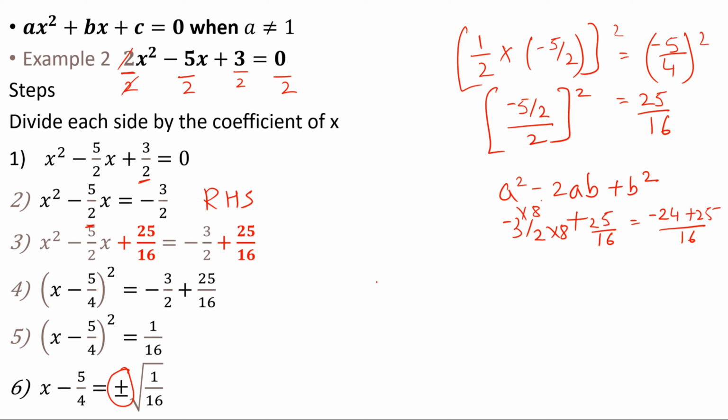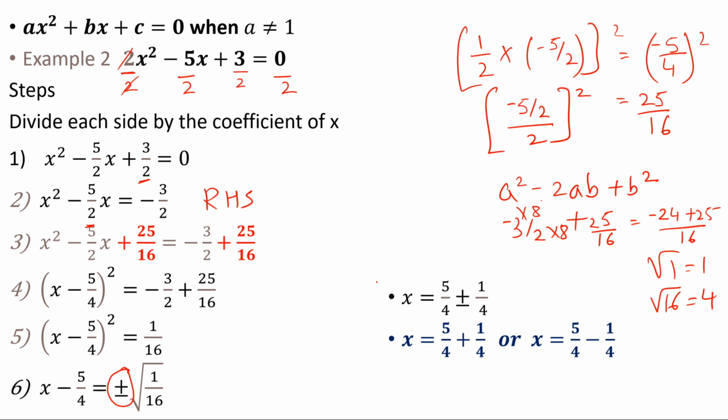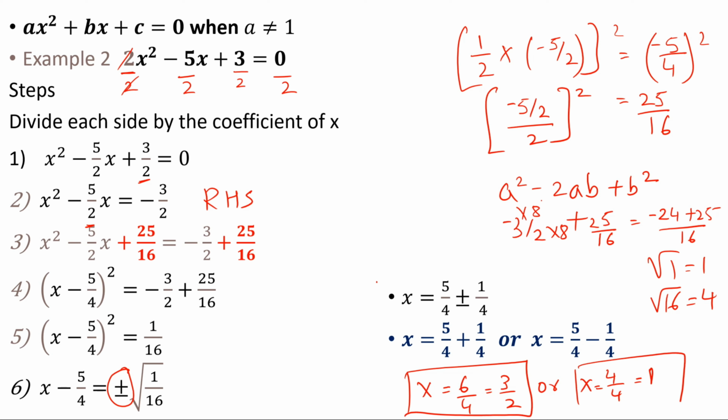First we have to take minus 5 by 4 to the other side. So this will become 5 by 4 plus or minus 1 by 4, because the square root of 1 is 1 and the square root of 16 is 4. So 1 by 4. Then this can be written as 5 by 4 plus 1 by 4, or x could be 5 by 4 minus 1 by 4. So the value of x is 6 by 4, or we can say 3 by 2, or x equals 4 by 4 or equals 1. So these are the two solutions, 3 by 2 and 1. So you can just write it as x equals 3 by 2 or x equals 1.